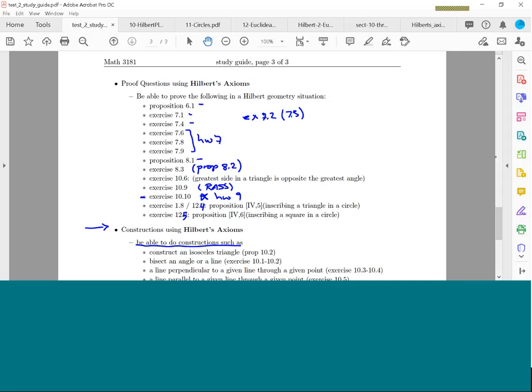Exercise 1.8/12.4. 1.8 is essentially the same thing in classical geometry, and 12.4 is the one inside of Hilbert geometry. And exercise 12.5, we're actually going to talk about tonight as long as we don't run out of time, and it's dealing with inscribing a square and a circle.